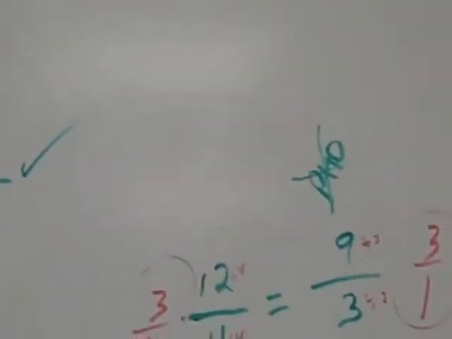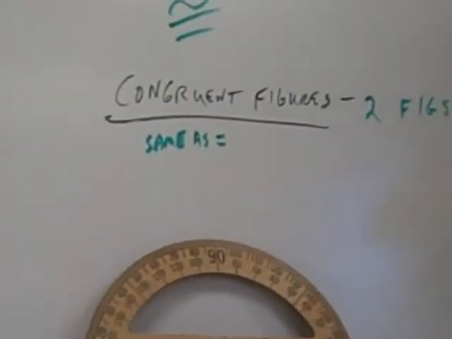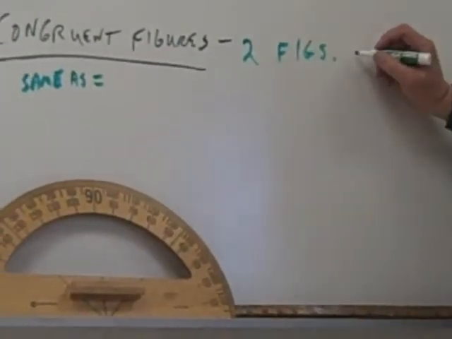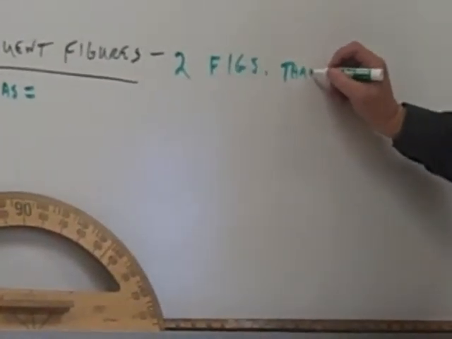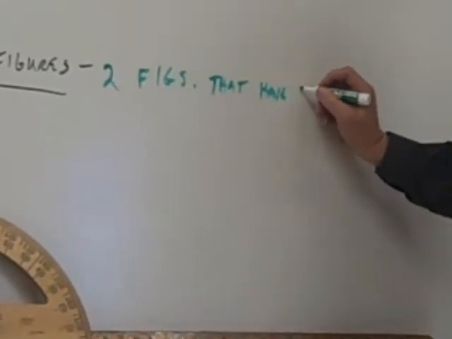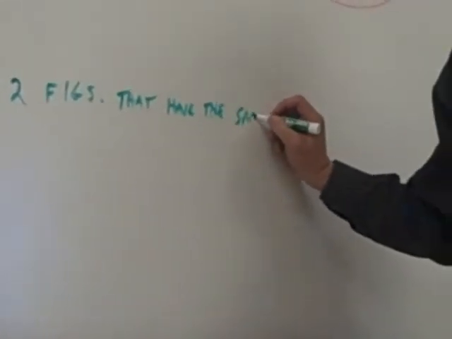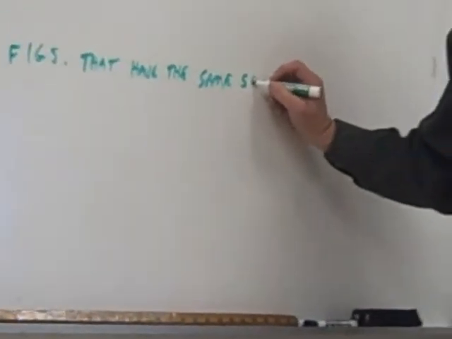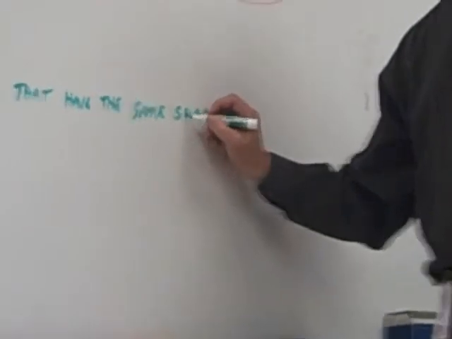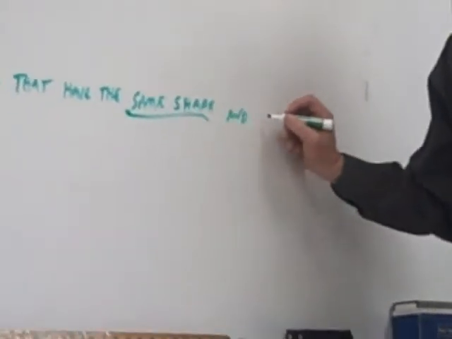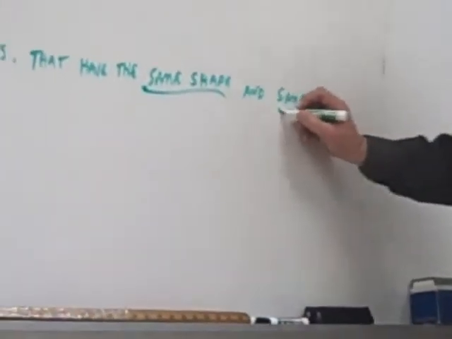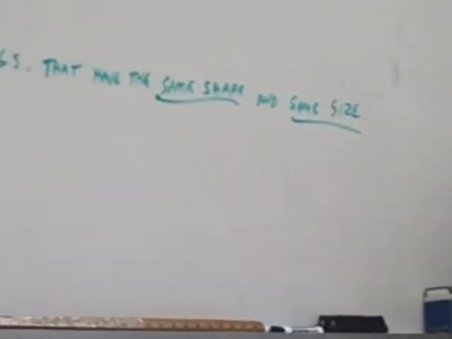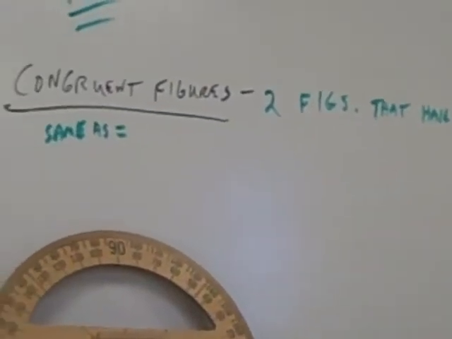Two figs. What's figs? Figures, that's our abbreviation. So two figs that have what? The same size and shape. And angle. Same shape and same size. Two figs that have the same shape and same size.